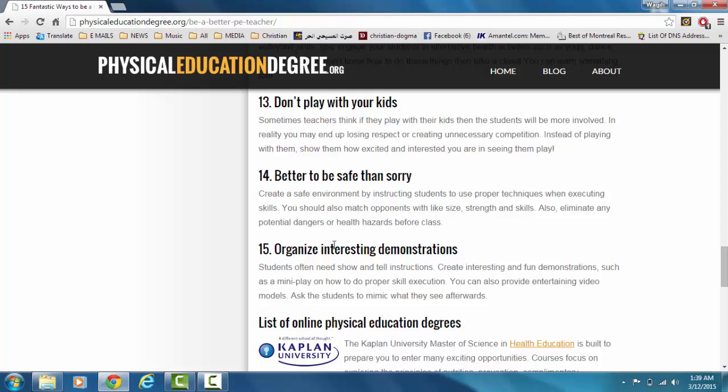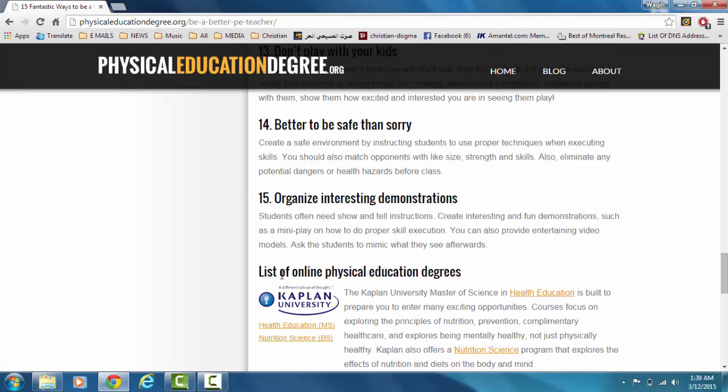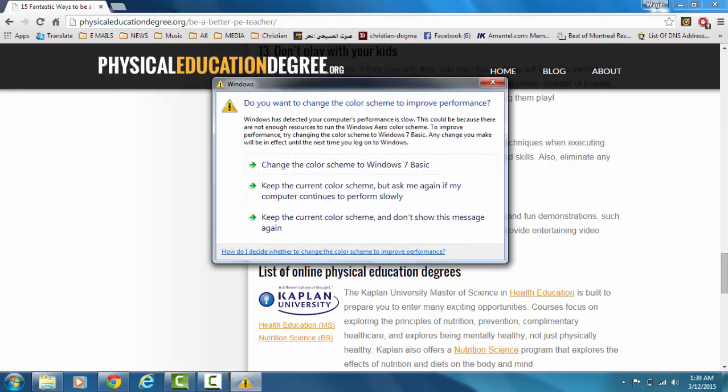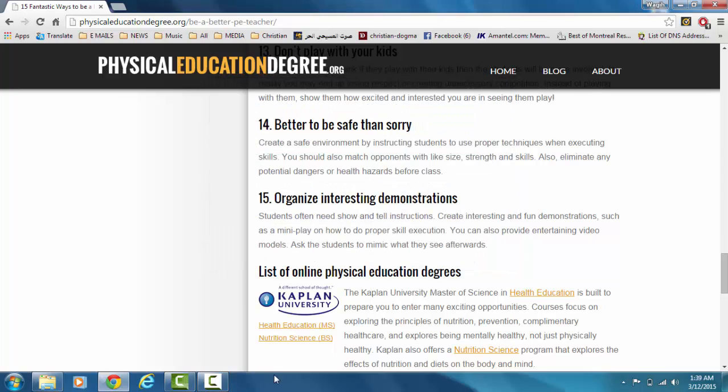And the 15th and final point says that you have to organize interesting demonstrations so that when the students see the demonstration, they're gonna want to play because it seems like a lot of fun.